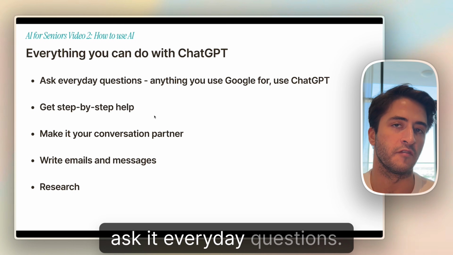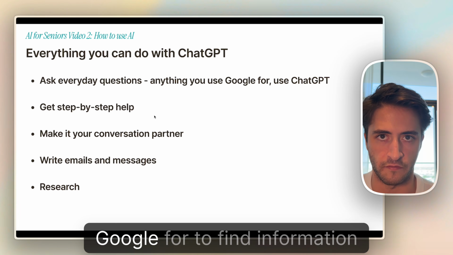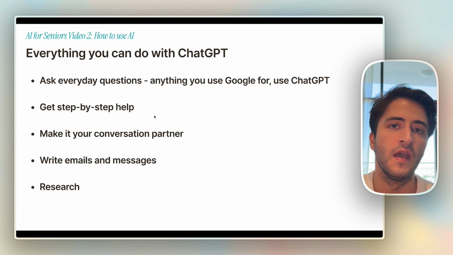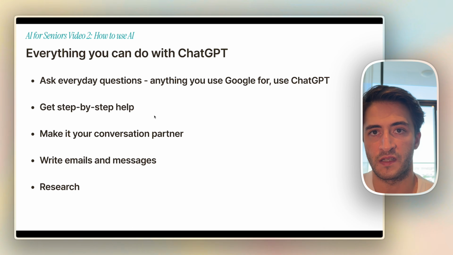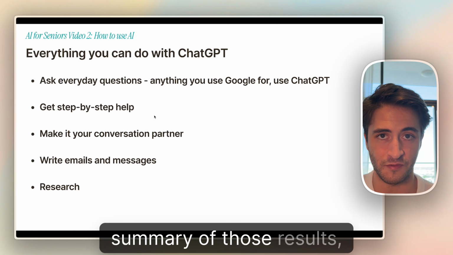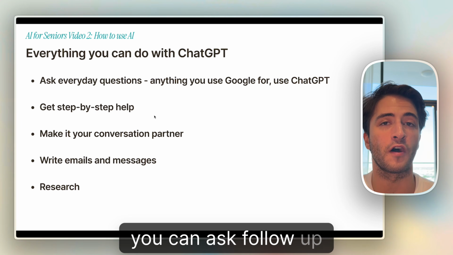You can ask it everyday questions. So in the past, anything that you've used Google for to find information online, find the best restaurant around you, whatever, use ChatGPT for that instead. Not just because it will find the results on Google anyway and give you a summary of those results, but because of the power of the memory. You can ask follow-up questions.